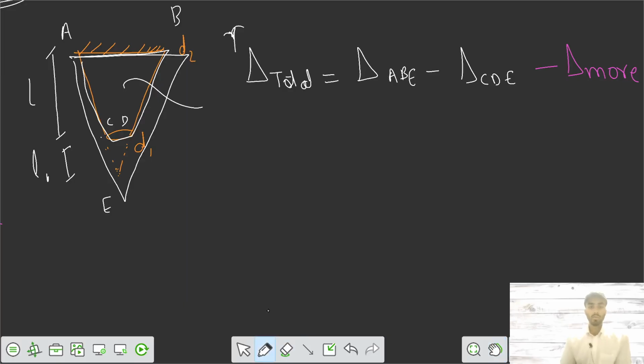So for the first part, delta ABE equals gamma L square by 2e, minus delta CD. For this part, you also know the deformation: gamma L1 square by 2e.